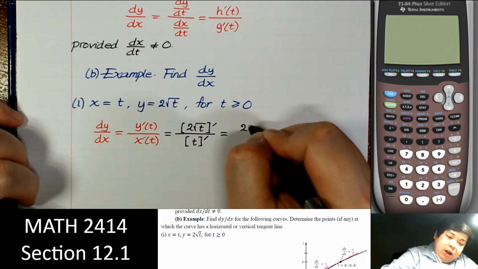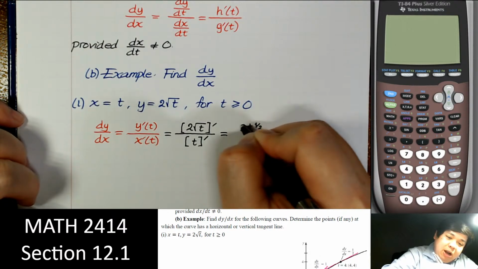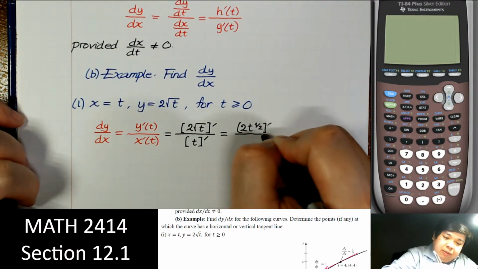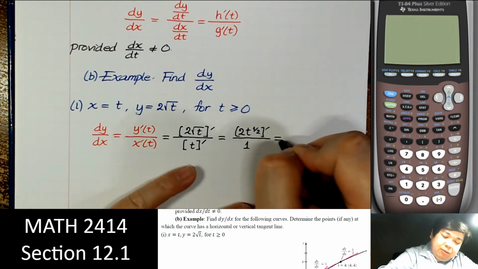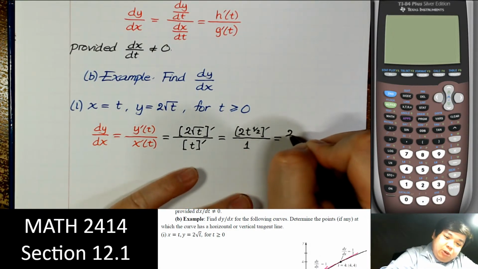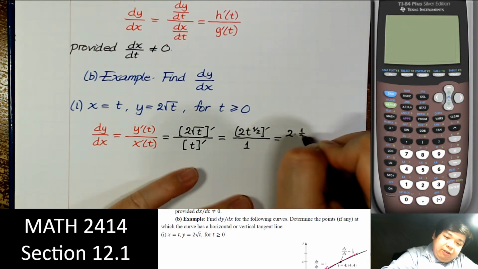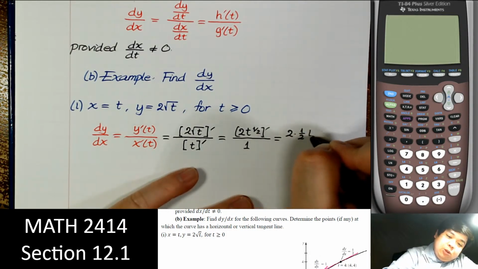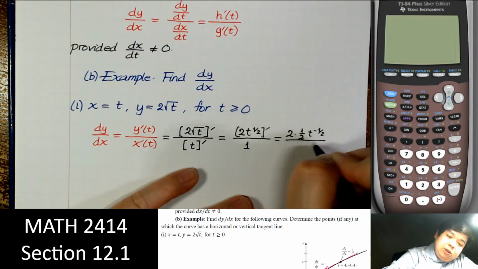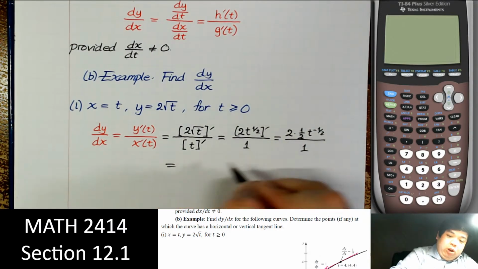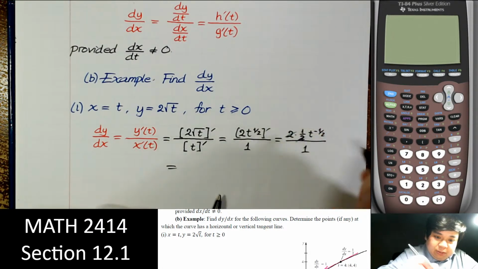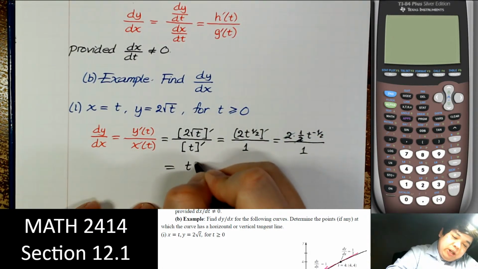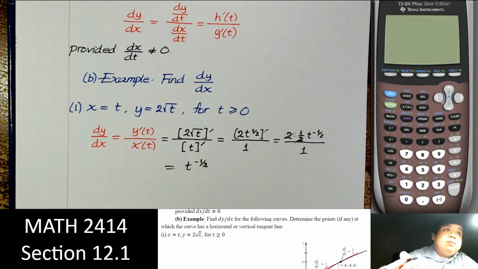Square root of t, we can write it t to the 1/2 power. Take derivative. Derivative of t is just 1. That's simple enough. So when we take derivative, 2 times 1/2 t to negative 1/2 over 1. Over 1, we really don't need the denominator. 2 and 1/2 cancel out. We have t to the negative 1/2. That's all we do.